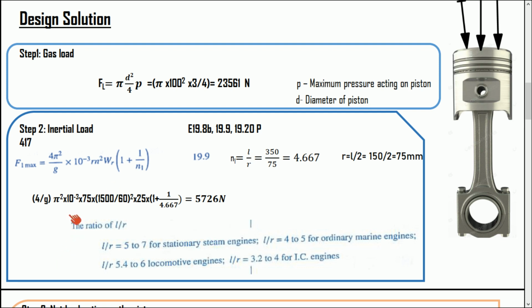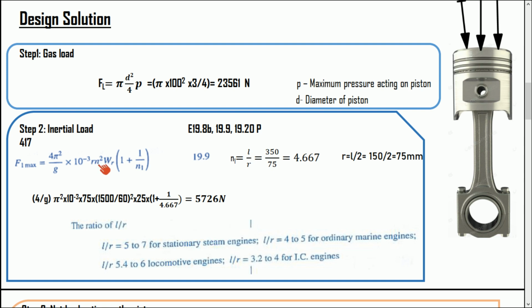So the equation given is Fi max is equal to 4 pi square by g into 10 power minus 3 r n square Wr into 1 plus 1 by n1. Now let us discuss each and every term clearly. R is nothing but the radius of the crank. So in the question they have given only the stroke length. So twice the radius of the crank is nothing but the stroke length. So from that we can get the value of R, stroke length by 2, which is going to be 75 mm. So R is over.